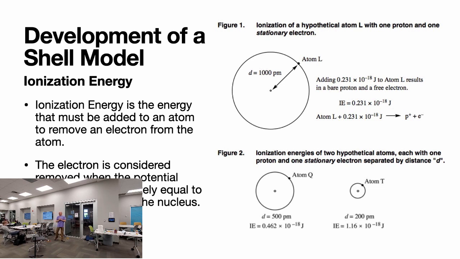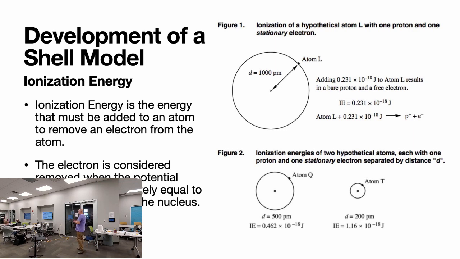All right, atom Q has a distance of 500 picometers. Its ionization energy is 0.462 times 10 to the negative 18. Atom T has a distance of 200 picometers, and its ionization energy is 1.16 times 10 to the negative 18. See where you've got that now? We can compare those more directly. Which one requires the most energy to remove the electron? Atom L, Q, or T?